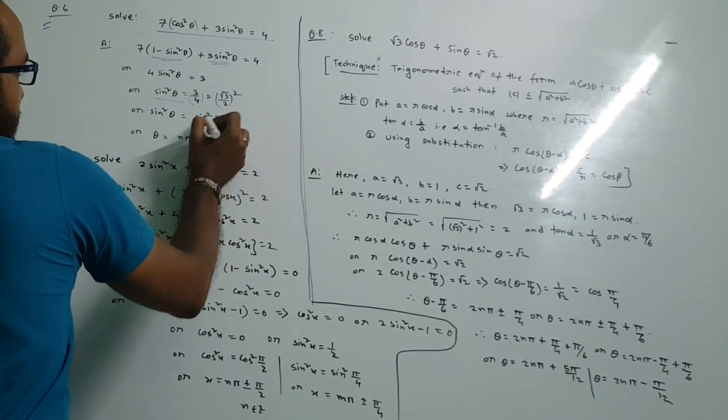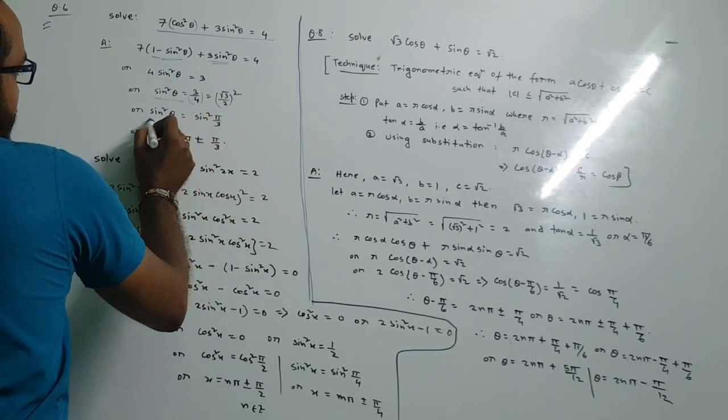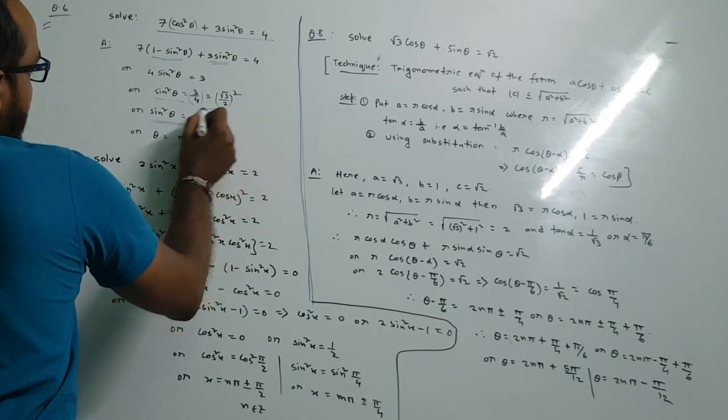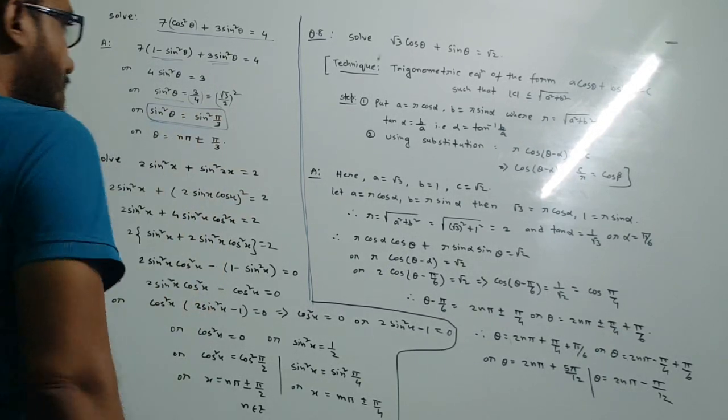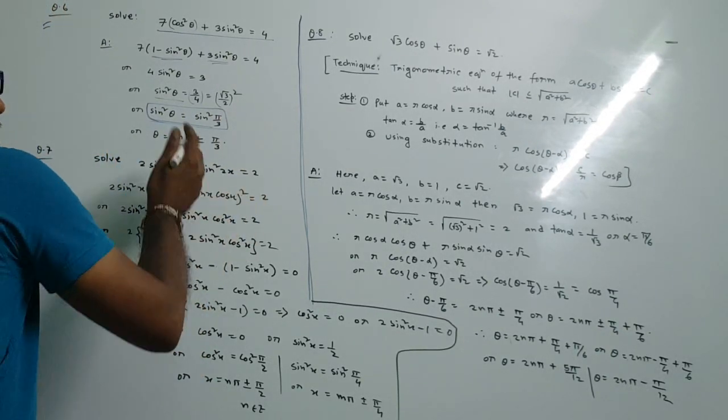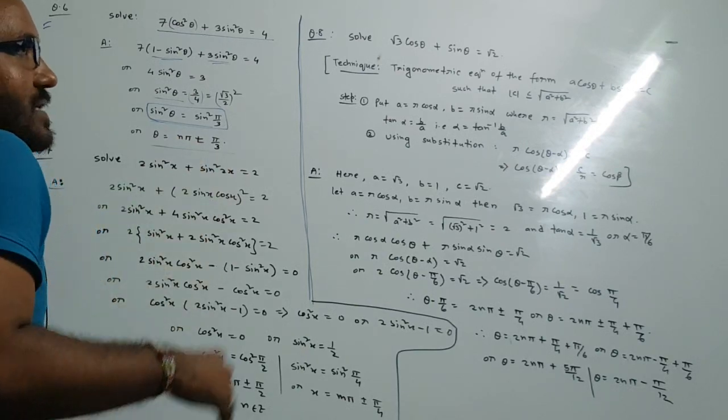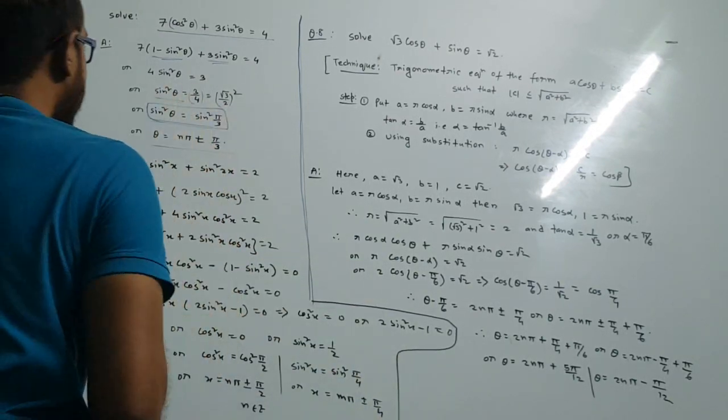So root 3 by 2 is the value of sin pi by 3. So sin square theta is of the form sin square theta equals sin square pi by 3. Sin square theta equals sin square alpha. So what will be the solution? Theta equals n pi plus minus alpha. Alpha is pi by 3.